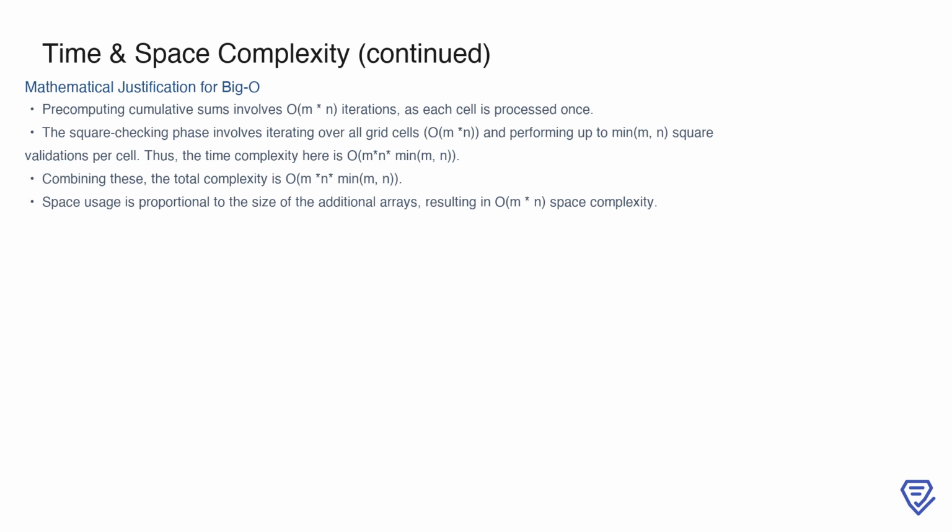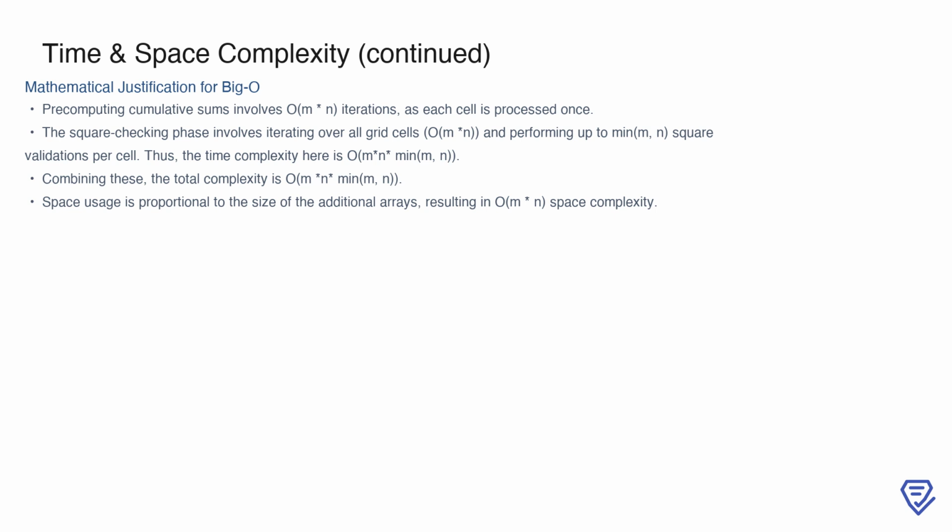The time complexity of O(m*n*min(m, n)) can be mathematically justified by analyzing the two main components of the algorithm. First, pre-computing the cumulative sums involves iterating over all m*n cells exactly once, which contributes O(m*n). Next, in the square checking phase, we iterate through all grid cells once again, and for each cell, we may perform up to min(m, n) iterations in the while loop to validate squares. This results in O(m*n*min(m, n)) for this phase.